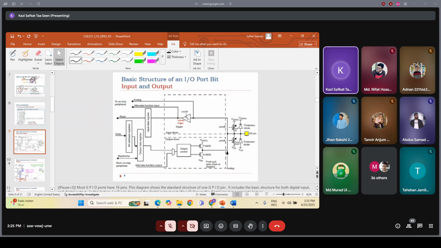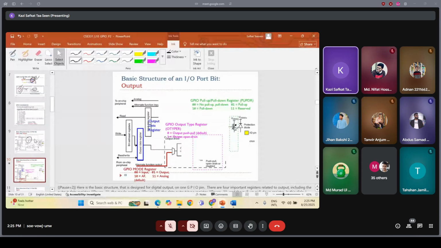Internal structure. So for input, which are the relevant registers? For output, which are the relevant registers? Is the Schmitt trigger part of the input or the output? What are all the possible modes? What are the possible output types? What can you do with the PUPDR register?